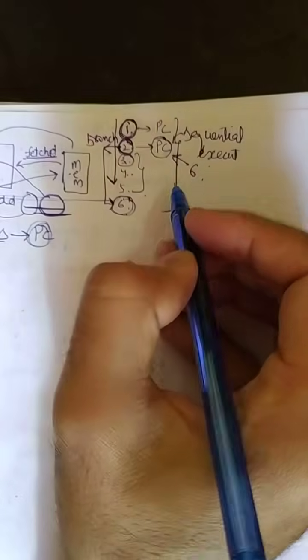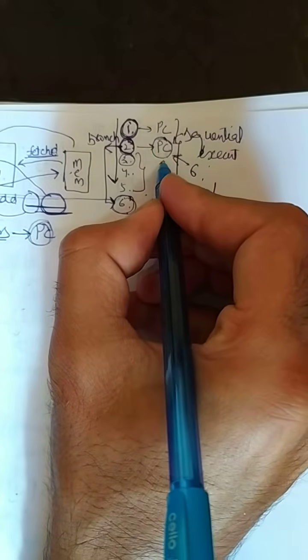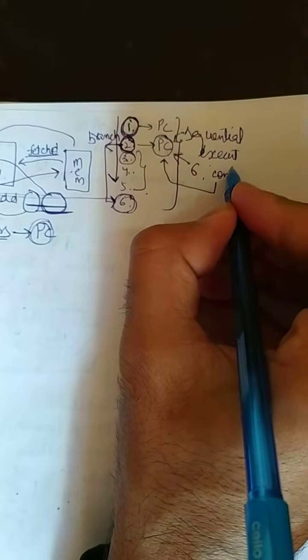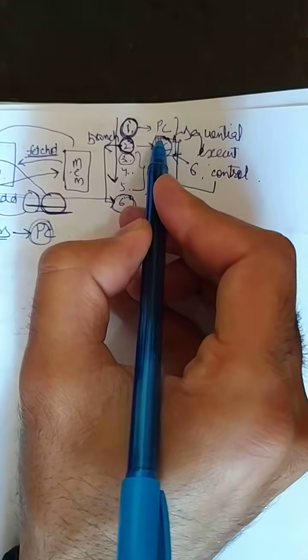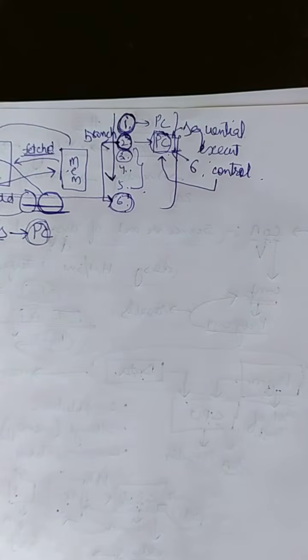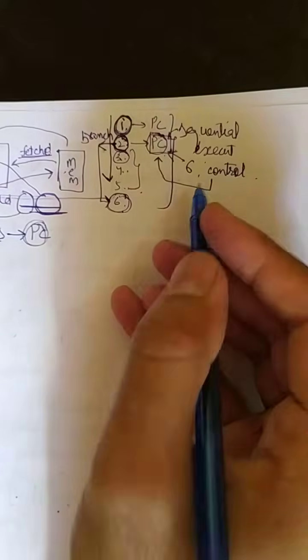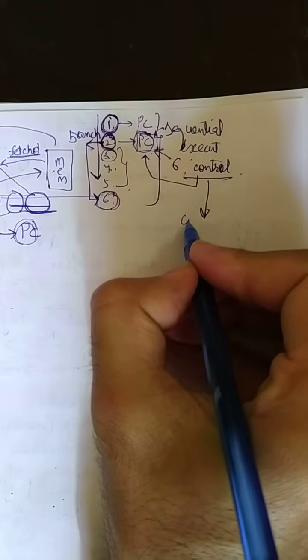So what I am discussing here is that the execution follows some control. Control is done with the help of the PC, the program counter. Depending upon the address stored in the program counter, we execute the instructions. So this type of execution model is also called the control flow model.